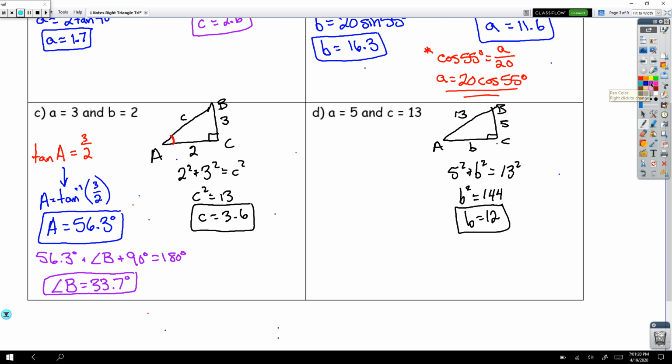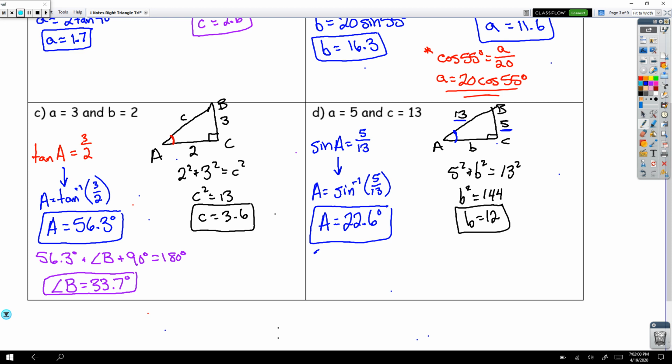Now, let's find angle A first. Okay, this time I have 5 and 13. So I'm going to make use of sine. So sine of A equals opposite over hypotenuse. Again, inverse trig. So to find the angle, I'm going to do the inverse of sine of 5/13. Punch that into your calculator. Again, make sure you're in degree mode. And that gives me an angle measure of 22.6 degrees.